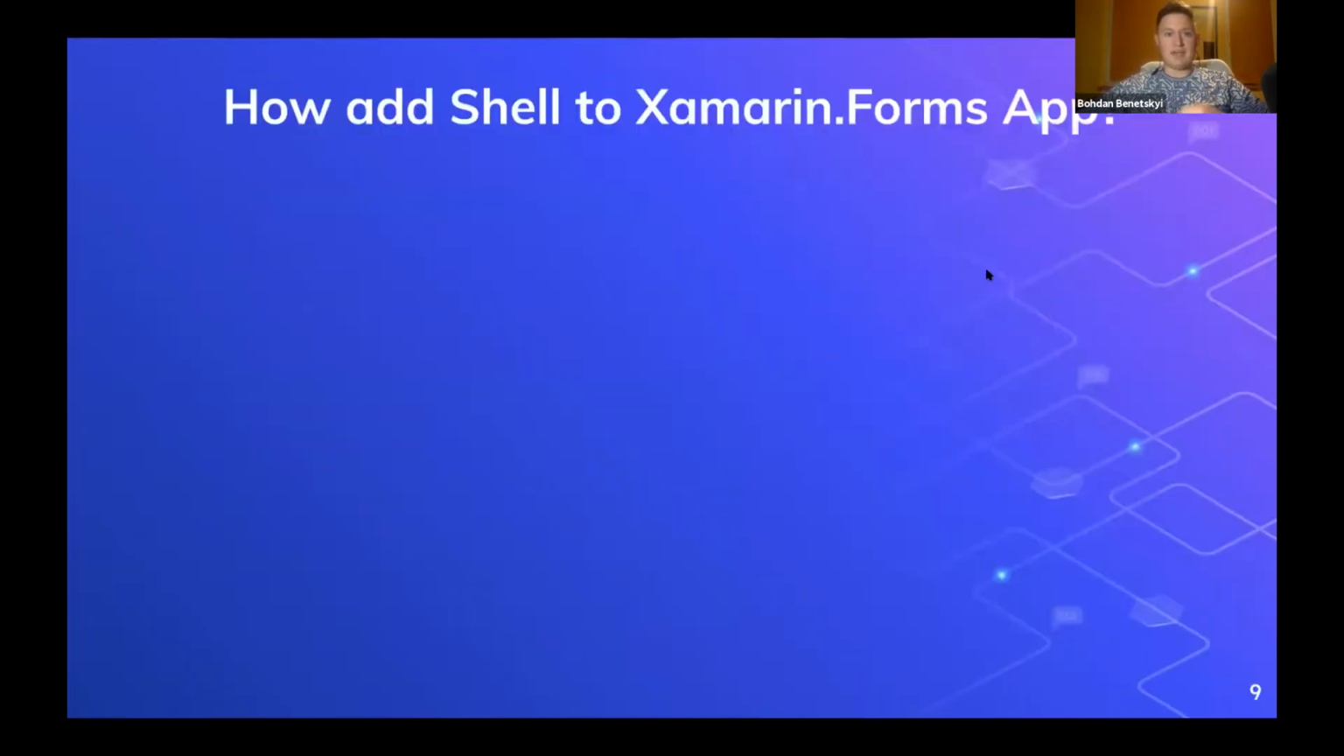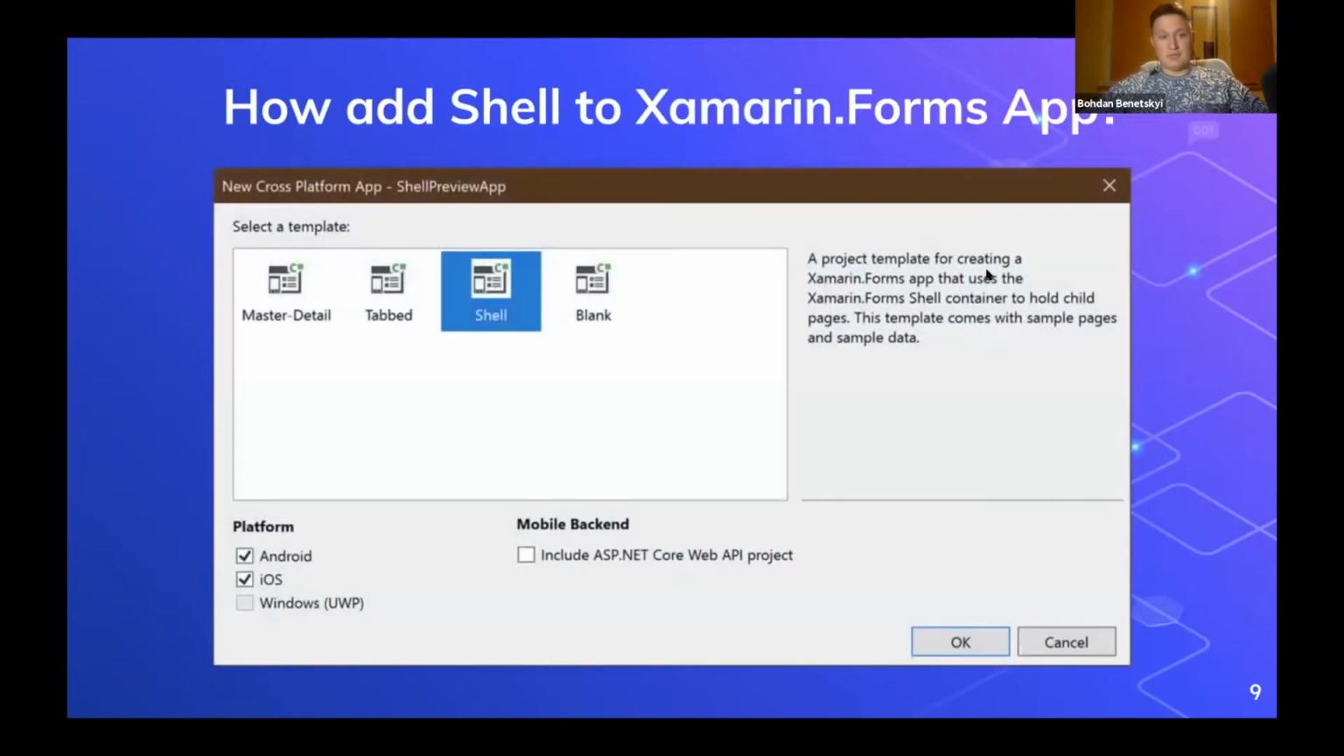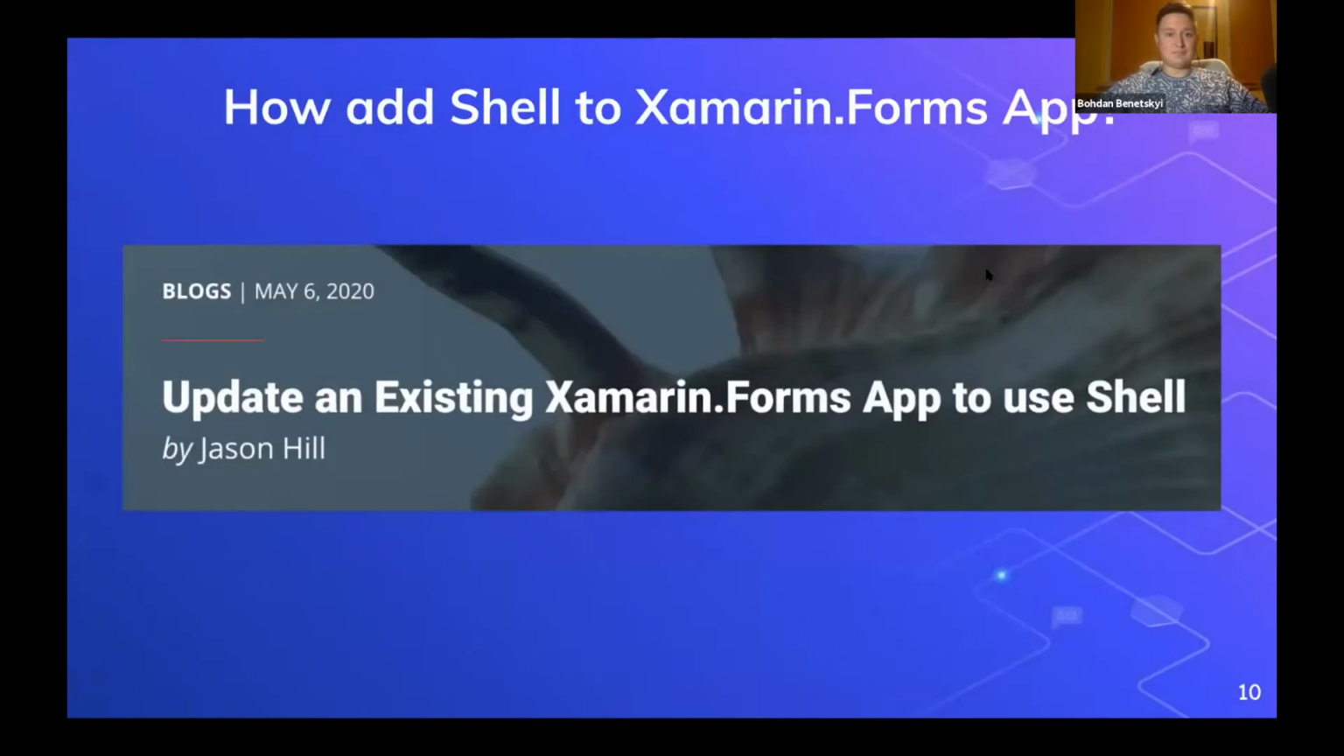So how can we add Shell to a Xamarin.Forms app? Let's start by creating a new app. It's obvious we have a special template, but it's still unavailable for Windows UWP applications. We still have some problems there, but most of them are resolved, though it's still not as stable as for iOS or Android. So probably you don't create apps for UWP, but it's a good point to mention.